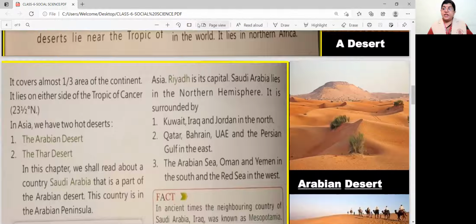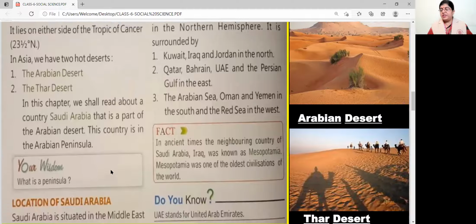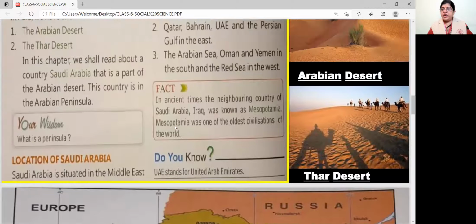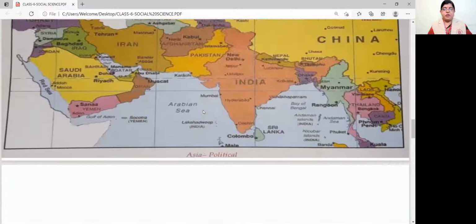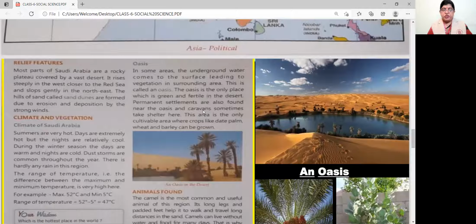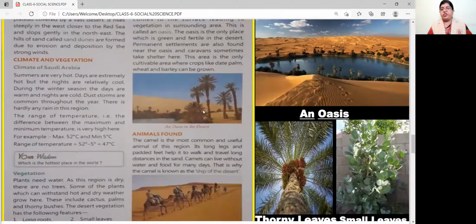Now this Sahara Desert covers, I told you, one third. We have two deserts in Asia, Arabian Desert and Thar Desert. Saudi Arabia is in the Arabian Desert. I told you about peninsula. In ancient times, the neighboring country of Saudi Arabia, Iraq, was known as Mesopotamia. So Mesopotamia was one of the oldest civilizations of the world. And UAE stands for United Arab Emirates. Now, we did the relief features. We studied about the climate and vegetation.